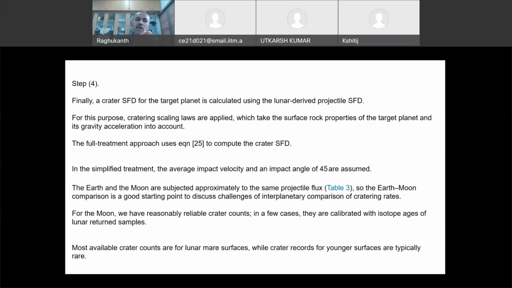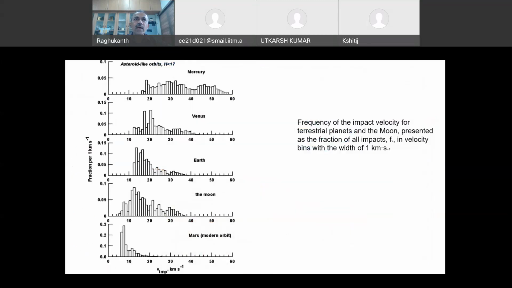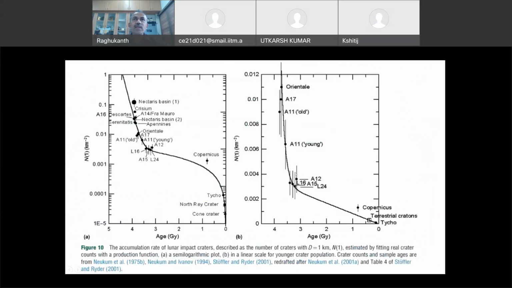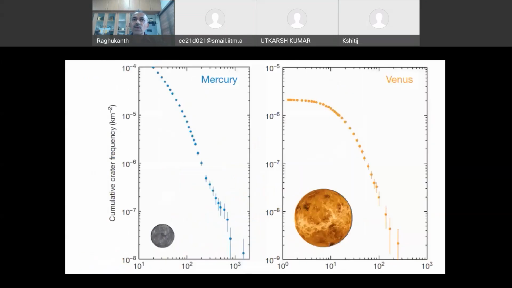Of course, the only negative thing is this graph. If you see this graph, the second one, B, what data is it based on? This calibration has been done from the Apollo missions, only Apollo missions. Most of the Apollo missions landed only on the near side of the moon, and for the far side we have no idea. So this is the limitation of these graphs. But anyway, it is a good starting point.